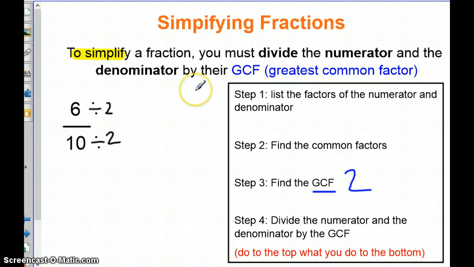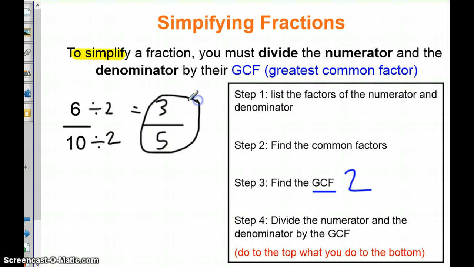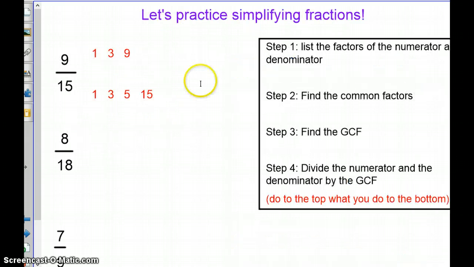If we divide the numerator by the GCF, we do 6 divided by 2. That gives us 3. The denominator we also divide by the GCF: 10 divided by 2 equals 5. And we put our divider bar in there. So 6/10, if we simplify it, is 3/5. This is the simplified version of 6/10, and they are equivalent fractions. When we learned about equivalent fractions, we also learned the rule: do to the top what you do to the bottom. You can see if we multiplied 5 times 2, we'd get 10, and 3 times 2, we'd get 6.